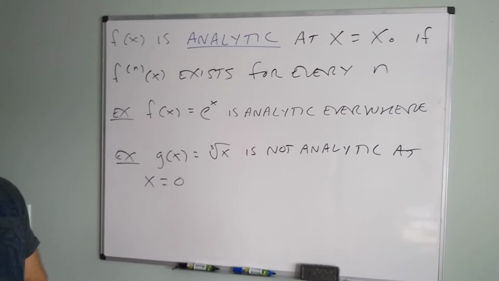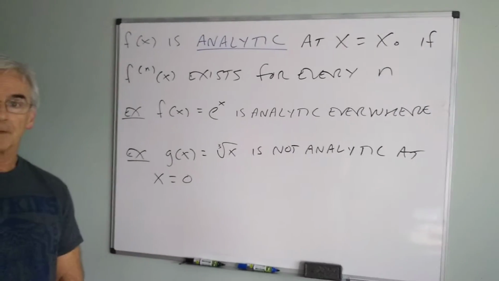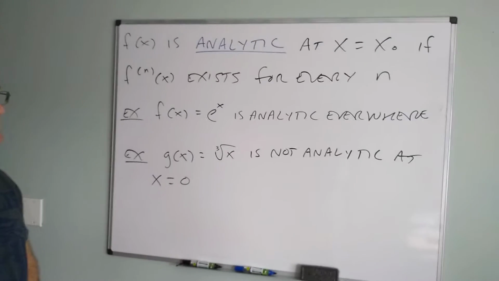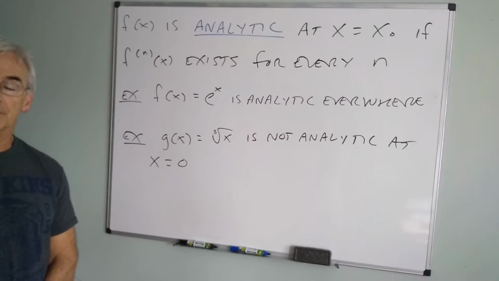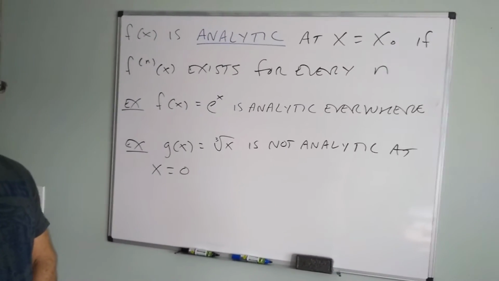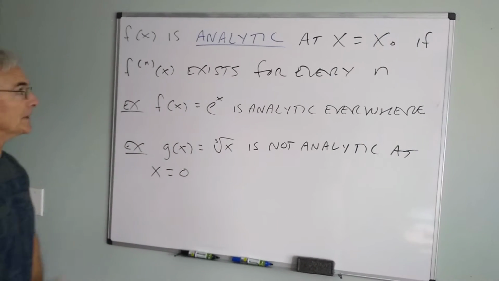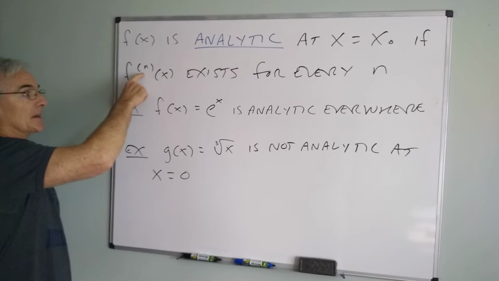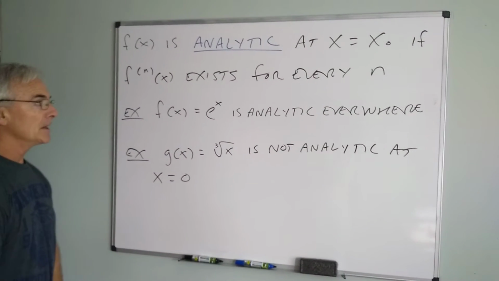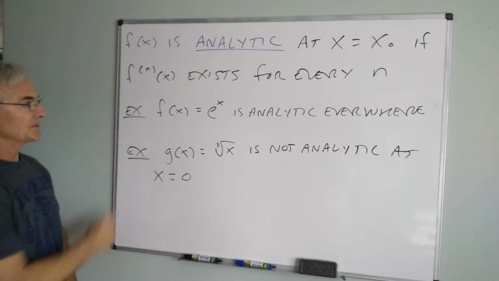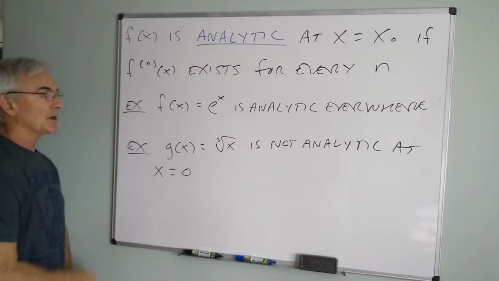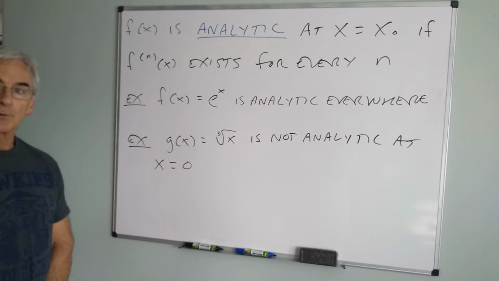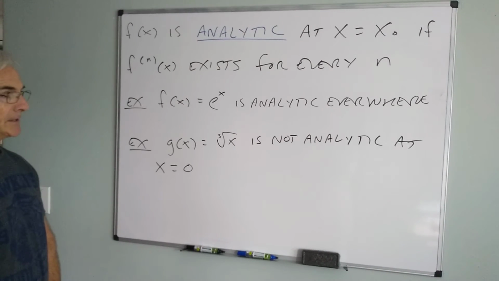Hello everyone. I wanted to remind you of a definition, analytic. We say a function is analytic at a particular number if it is infinitely differentiable at that number, meaning quite simply that the derivative exists for every derivative you take, where n is the second, third, fourth, fifth, on and on and on. So a simple example, if I considered the exponential function, because it's defined everywhere and all of its derivatives are defined everywhere, we'd say it's analytic everywhere.